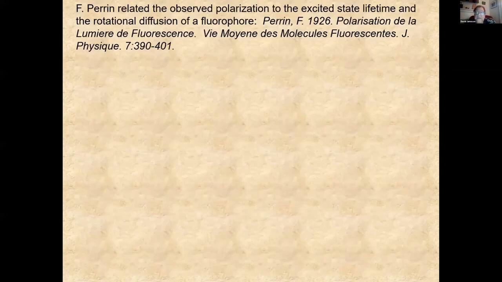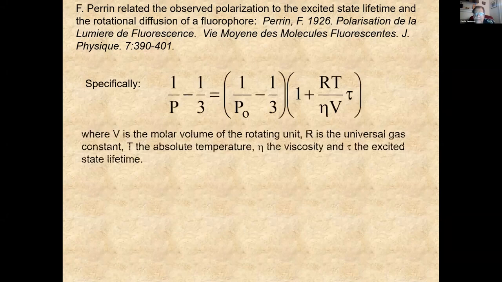Now, it was Francis Perrin in 1926 who related the observed polarization to the rotational diffusion and the excited state lifetime. Specifically, he got this equation where the observed polarization P is going to be proportional to the limiting polarization, which obviously he understood, times 1 plus RT, gas constant, temperature, over eta, the viscosity, molar volume, and lifetime. So obviously, the longer the lifetime, the lower the polarization, you see, because it has longer to rotate. You see polarizations on the bottom, lifetimes on the top. But the higher the viscosity, the higher the polarization. We'll see that comes up with membranes, and the bigger the molar volume, then the larger the polarization.